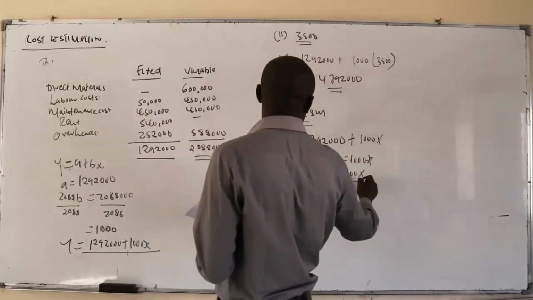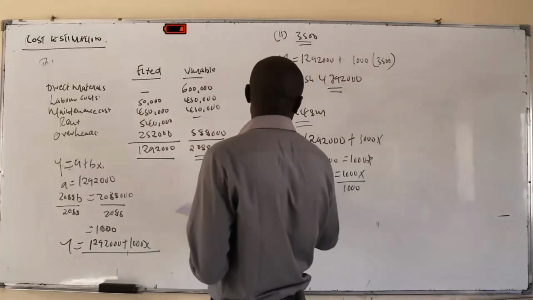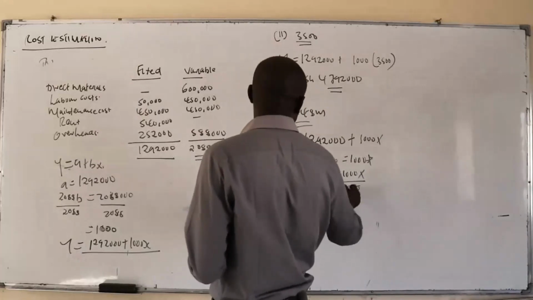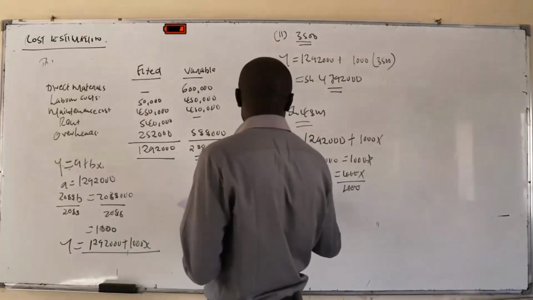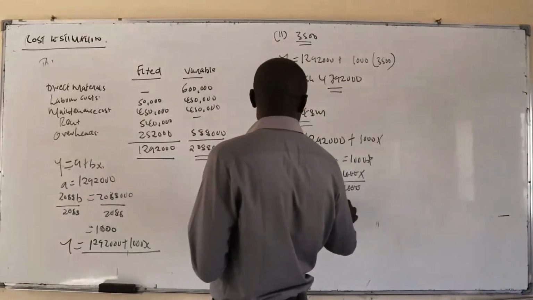So you divide both sides by 1,000. So this one goes with this. So X will be 3,508 units.